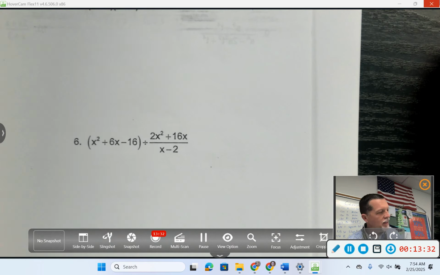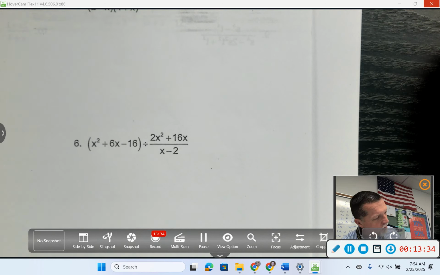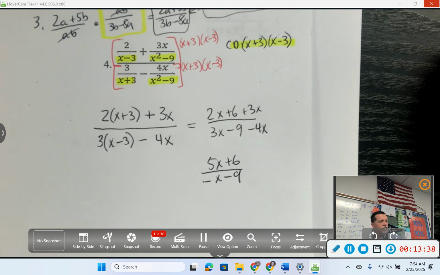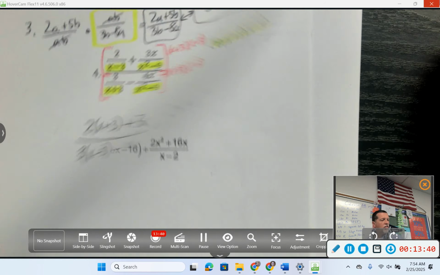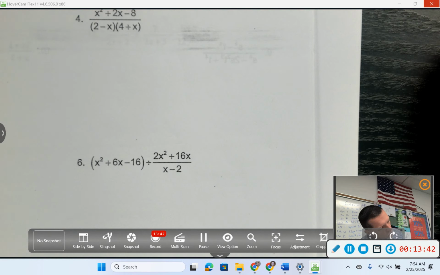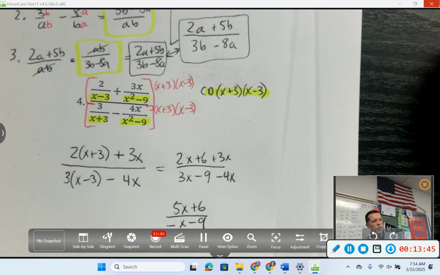All right, there's not a lot of problems on this, so I don't really want to work any more complex fractions, because there's only 1, 2, 3 left for you to work.